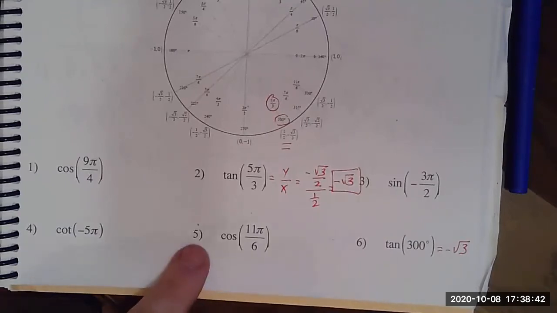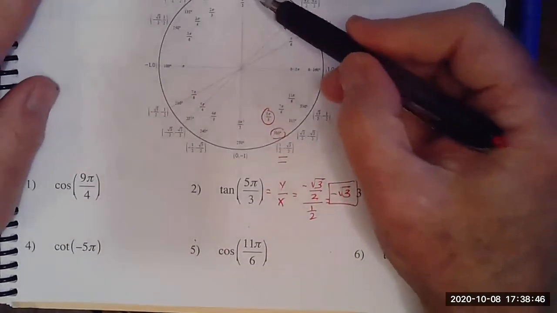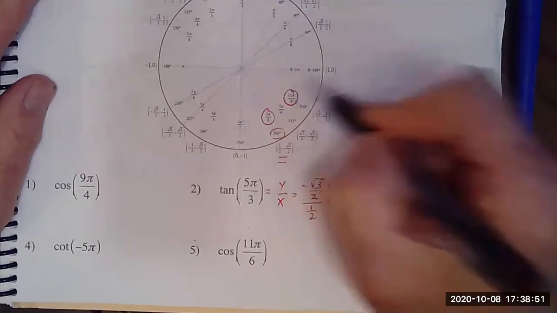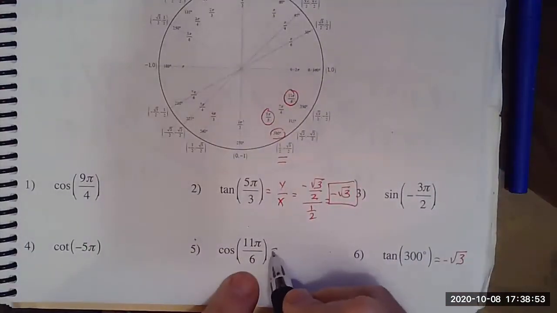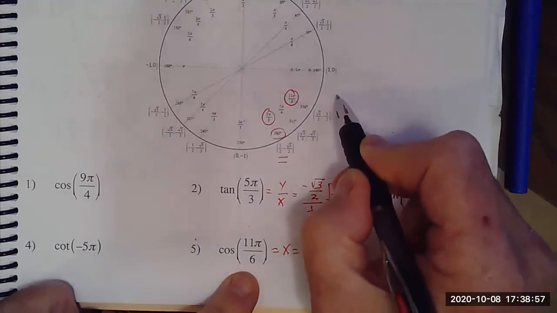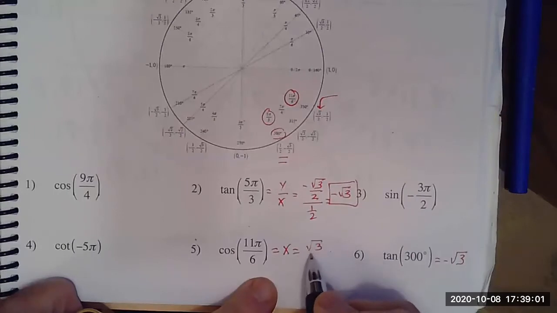Let's do this one. 11 pi over 6. So again, I'm looking this way. 11 pi over 6 is right here. Cosine is the x. The x is right there. So root 3 over 2.